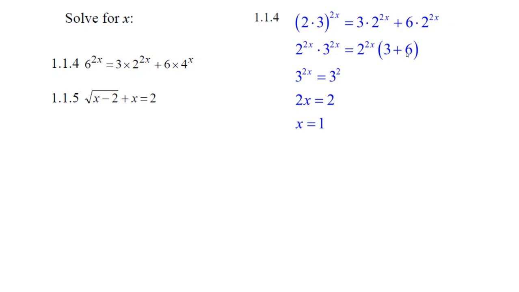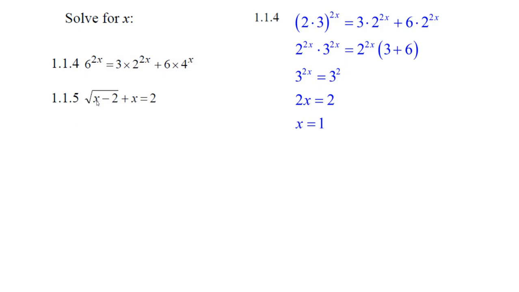And what's 3 plus 6? That's 9. And 9 is 3 times 3, 3 squared. Well, we got it now because the only way these two things could be equal to each other is if 2x equals 2. So therefore, 2x equals 2, then x must be 1. There's the exponential one all done.